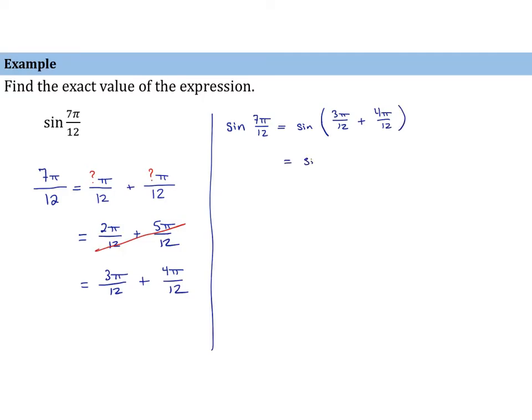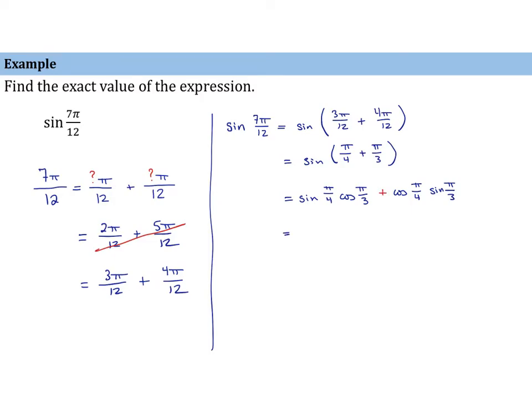And that's the same thing as the sine of pi over 4 plus pi over 3. And now we can go ahead and use our identity that we've just learned. Sine of pi over 4, cosine of pi over 3, cosine of pi over 4, sine of pi over 3. So we have sine, cosine, cosine, sine. Keep the sine.